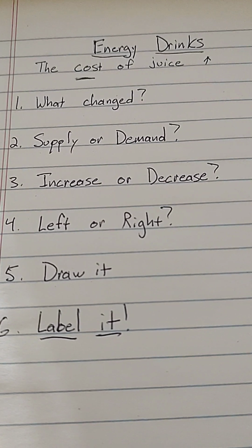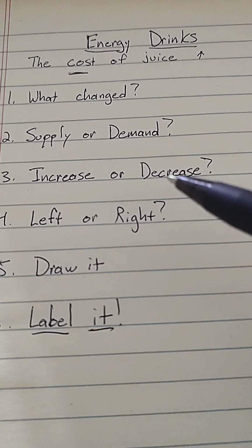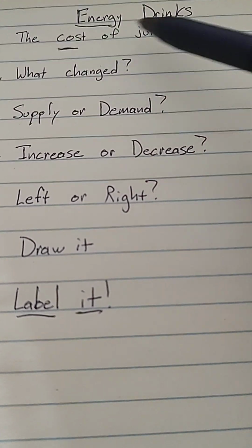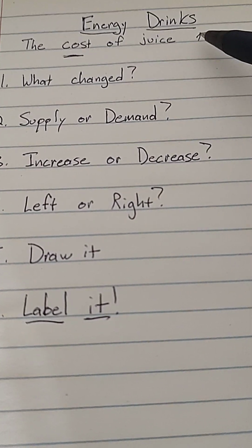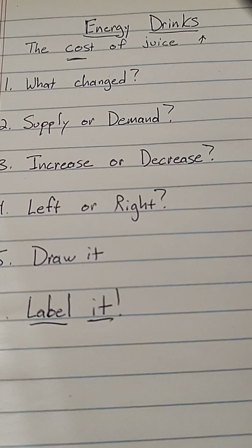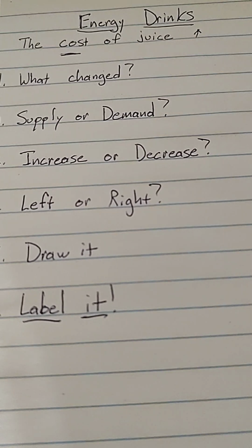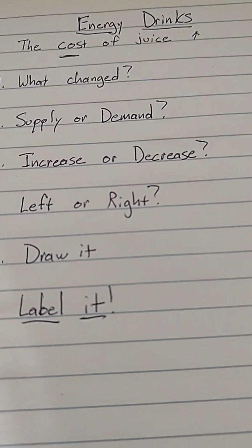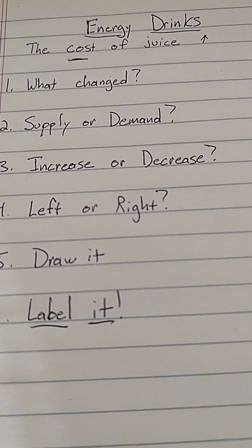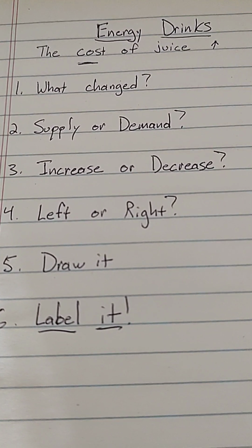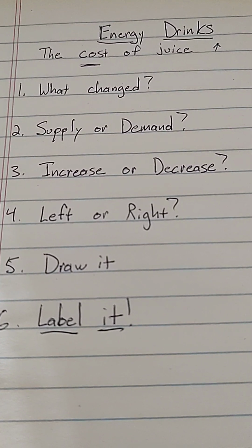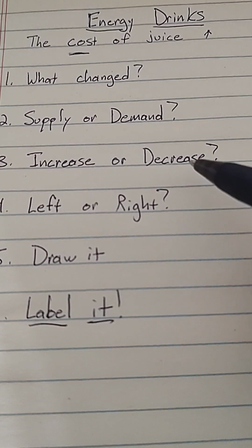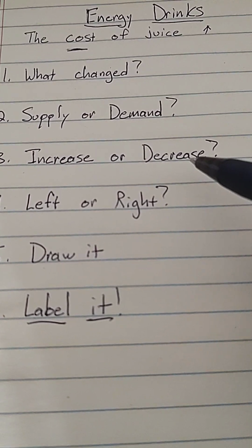The third step is, is this an increase or a decrease? Again, I go back to my notes. If the cost of an ingredient goes up, what happens to supply? Supply is going to go down, because now that's less juice that Red Bull or Monster or Ghost can purchase if everything else stays the same. They're purchasing less juice, which means they can make fewer energy drinks. So that's going to be a supply decrease.